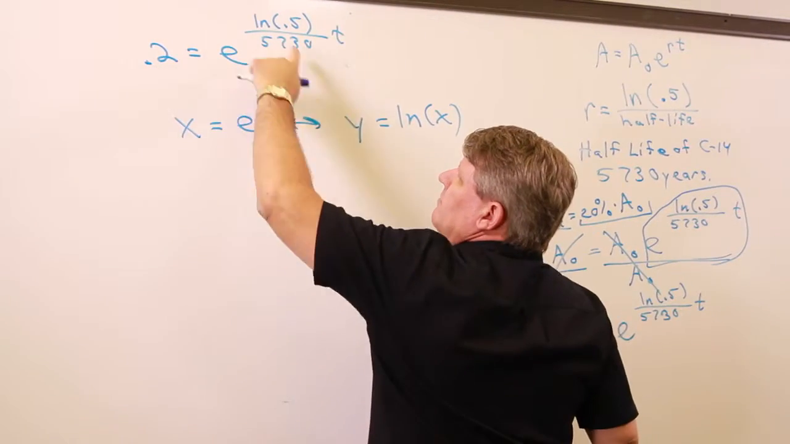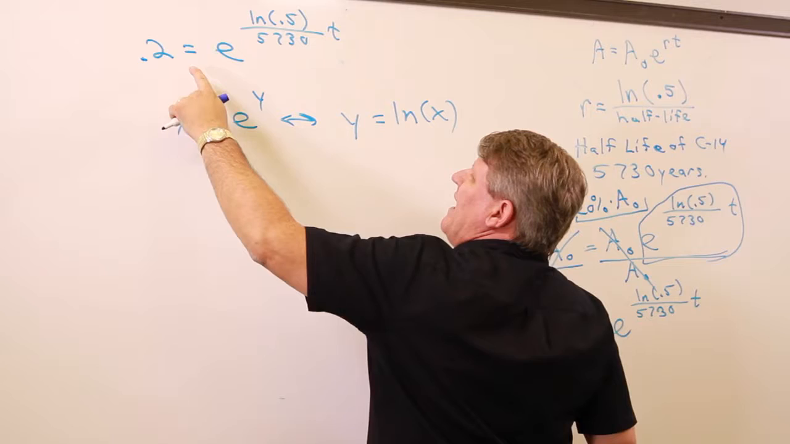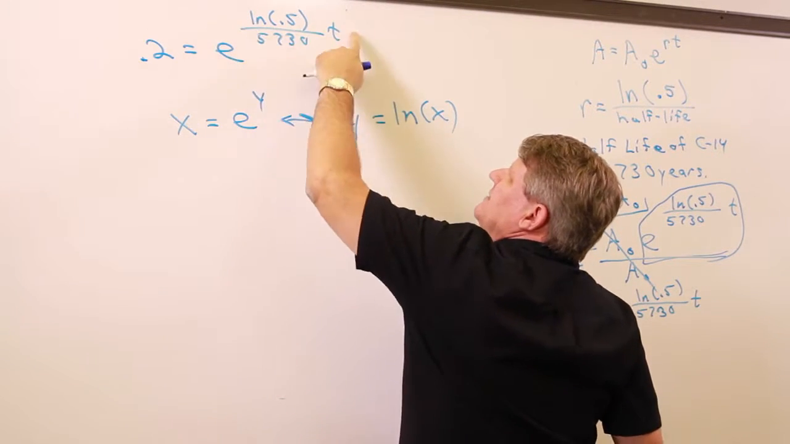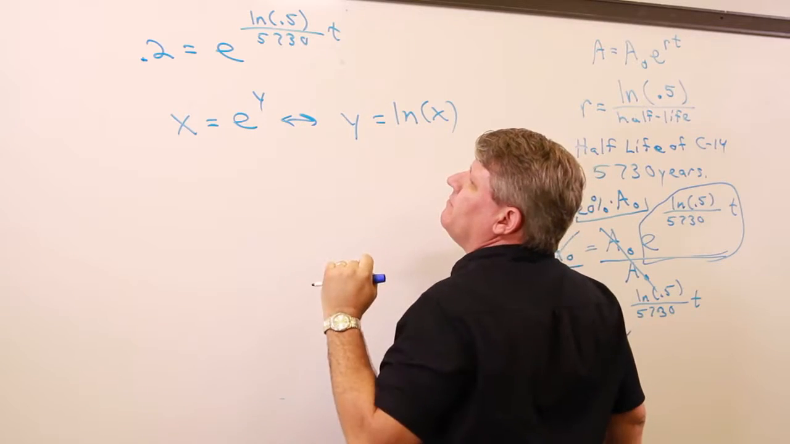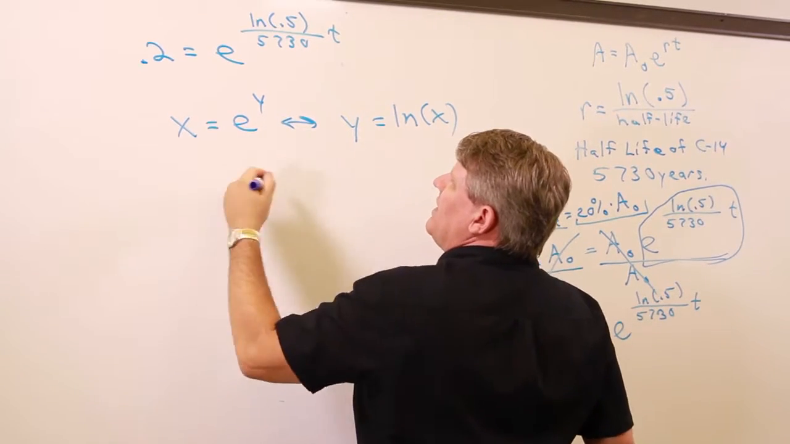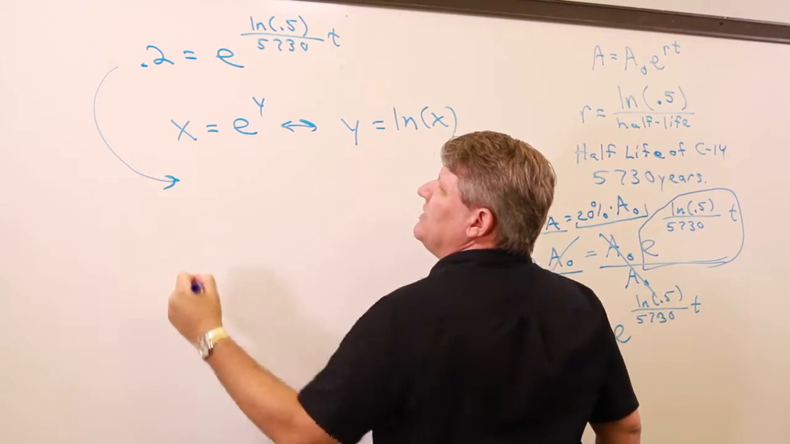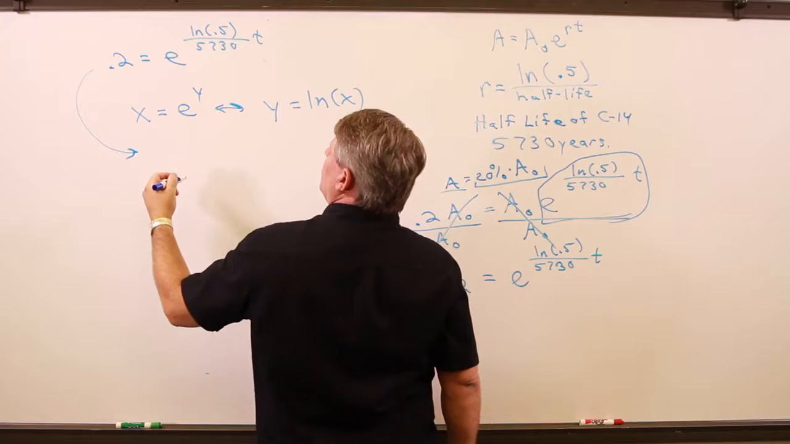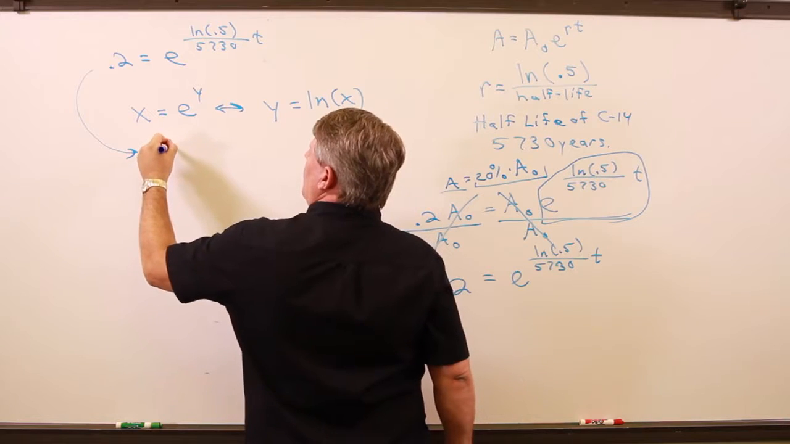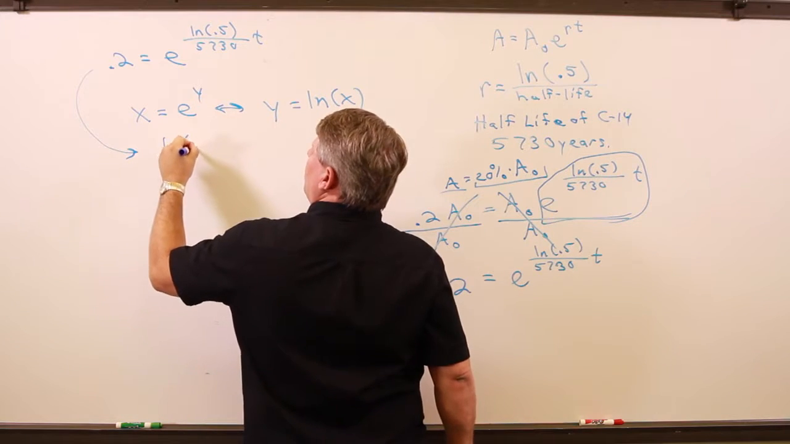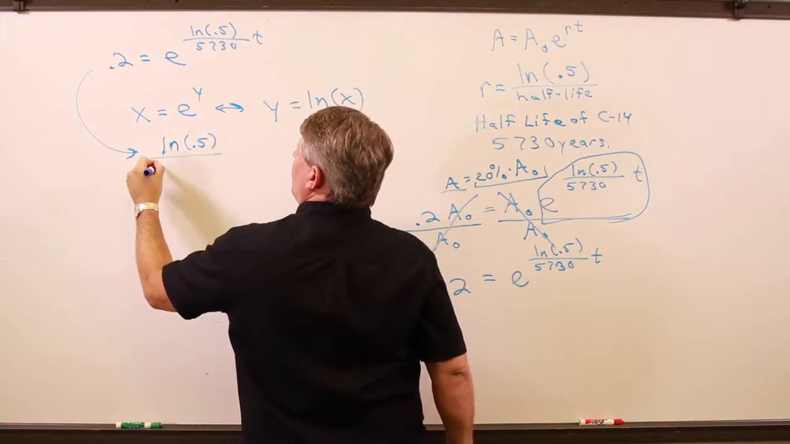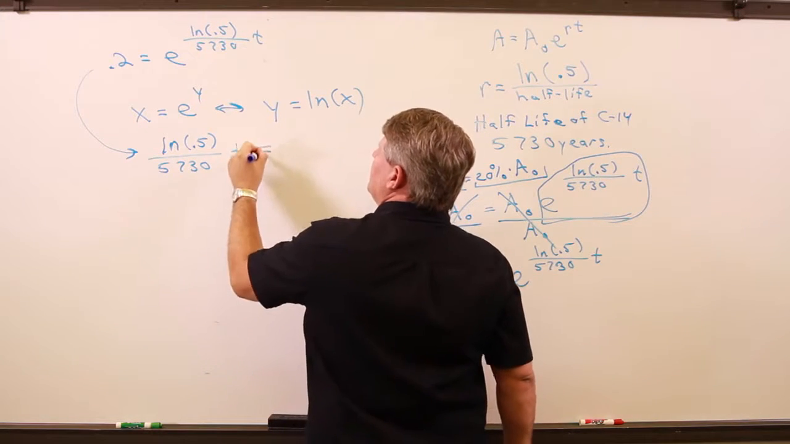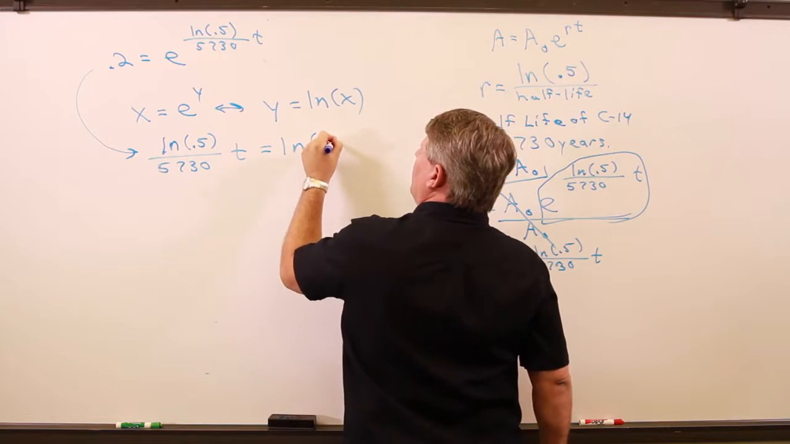In my problem, our x is simply 0.2. Our y is this entire expression here. So rewriting my equation in logarithmic form would be the natural log of 0.5 over 5,730 times t is equal to the natural log of 0.2.